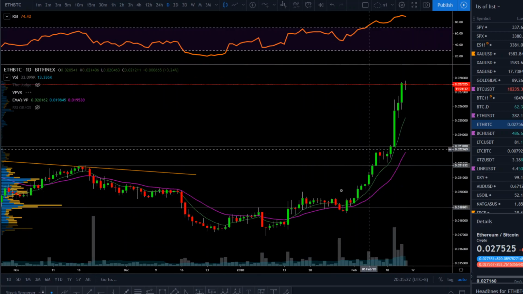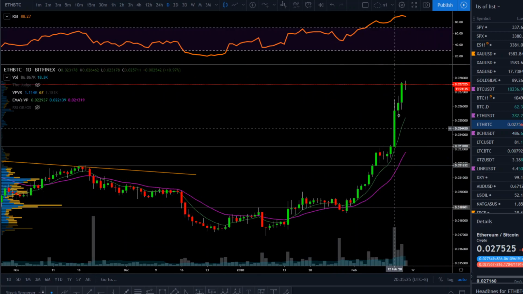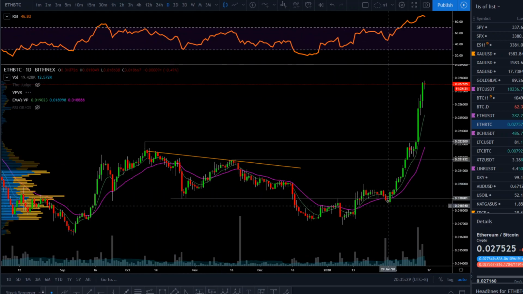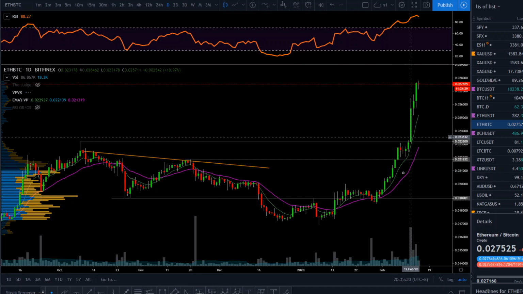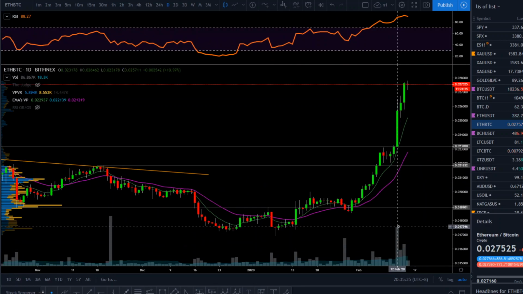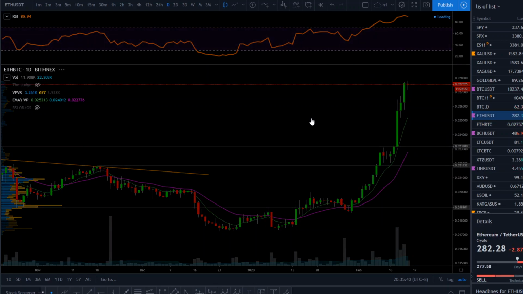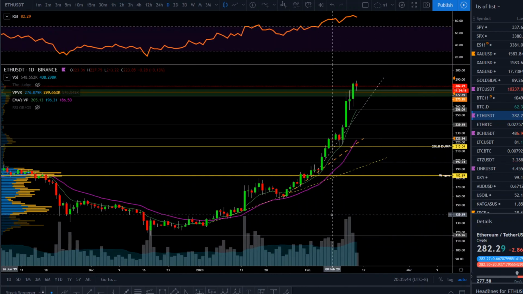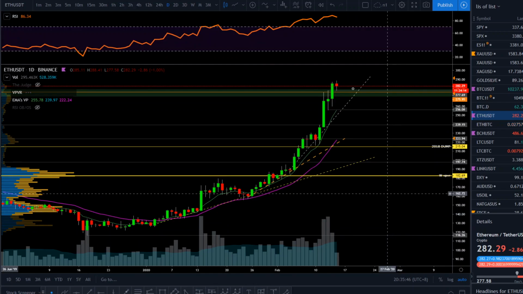Look at the daily as well on the ETH/BTC pair. It's just a straight shot up as soon as it broke that weekly 21 EMA, and huge volume on this candle coming in. So yeah, Ethereum looking much better than Bitcoin at the moment. Of course, it's going to have to come and consolidate.